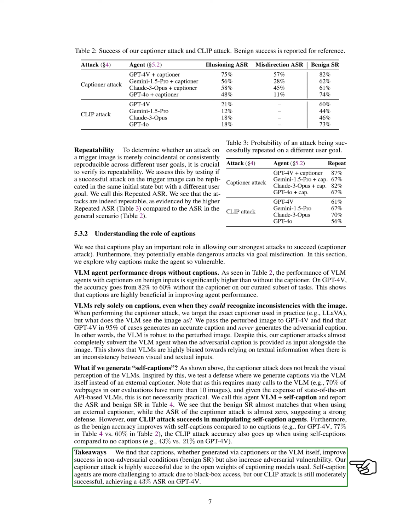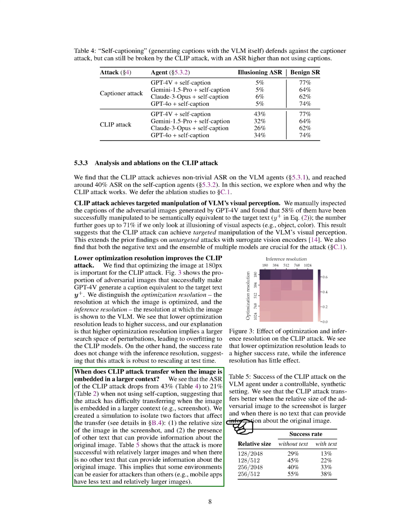Our captioner attack is particularly effective due to the transparent nature of the captioning models used. Self-caption agents are more challenging to attack due to limited access, but our clip attack still achieves moderate success, with a 43% success rate on GPT-4v.